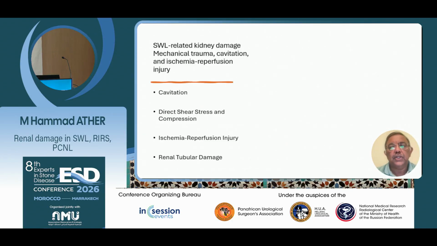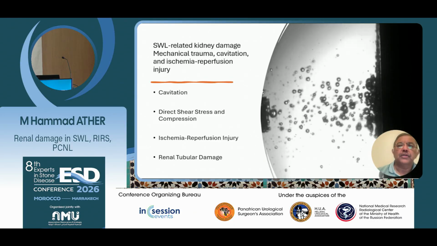Now, shockwave lithotripsy-related kidney injury is typically due to mechanical trauma, cavitation, and ischemia reperfusion injury. The same principle which is responsible for stone fragmentation, that is the creation of a cavitation bubble, has the potential to cause damage to the delicate epithelium of the collecting system.